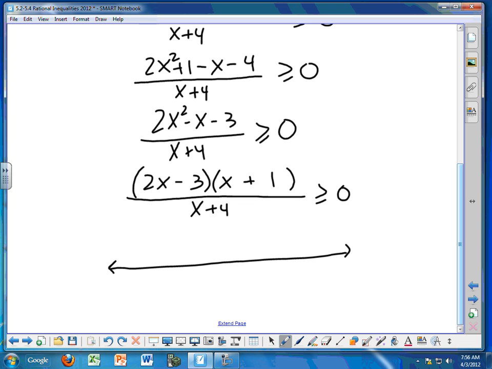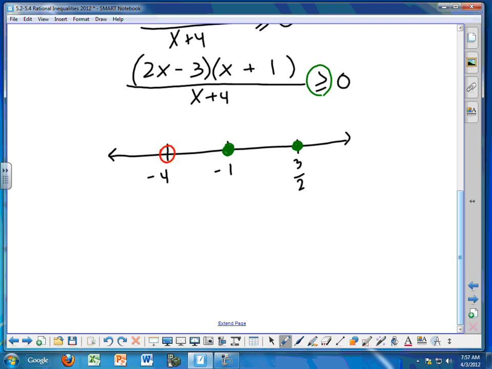We have three numbers, -4, -1 and +3/2, those from the binomials. And using the same technique as I did in the last problem, notice that the -4 is in from the denominator, so that's automatically an open circle. Whereas the -1, and this is an equals here, greater than or equal to, so I'm going to need this guy, and I'm going to also need that guy to be included in our answer set.